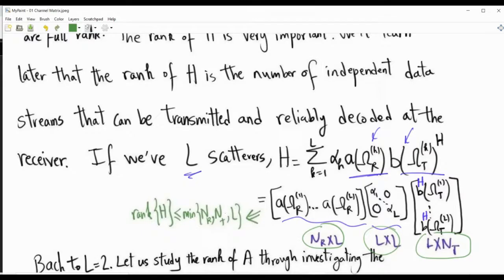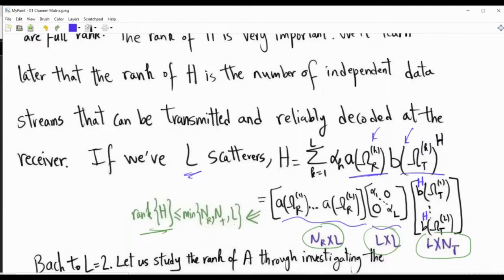So typically we want a rich scattering environment, so we want L to be high. If L is high, then the rank will depend on NR and NT, and also on something else that I'm about to talk about. Generally the rank of H will be upper bounded by the minimum of NR, L and NT. So you can see the problem.